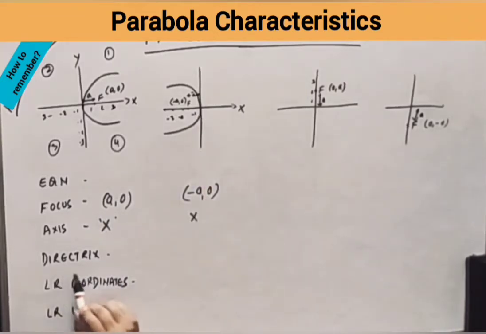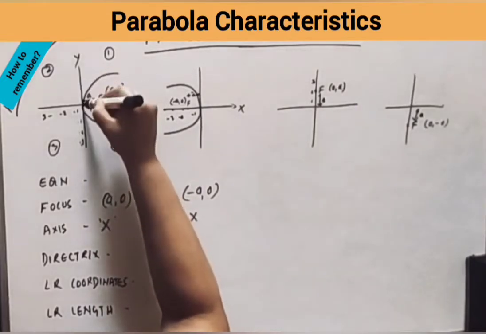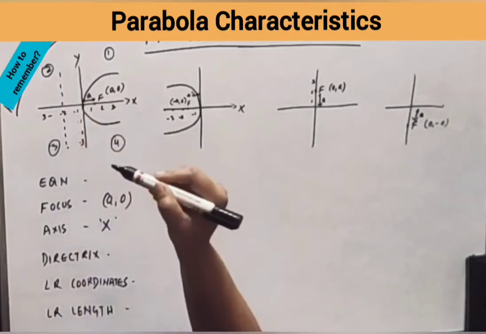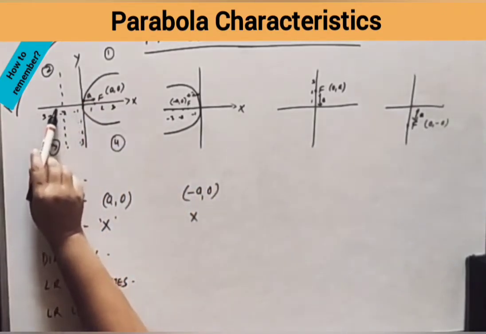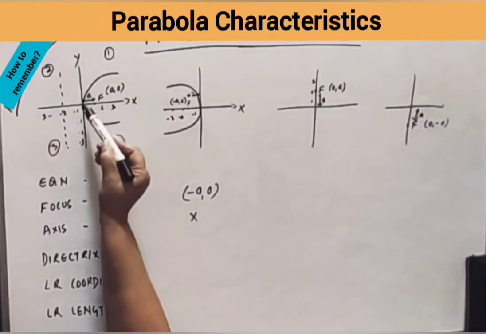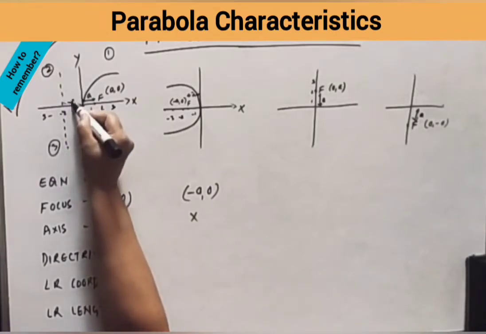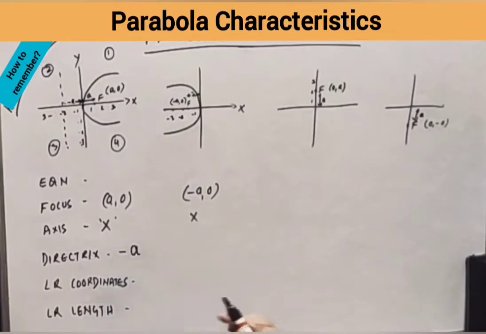Let's arrive at directrix, right? We know directrix is opposite side of vertex. So if the vertex is here, the directrix would be on the opposite side. So where does it fall? It falls on the negative side of the x-axis. And we know the distance from focal point to vertex is a. So this will be minus a. So directrix here would be minus a.